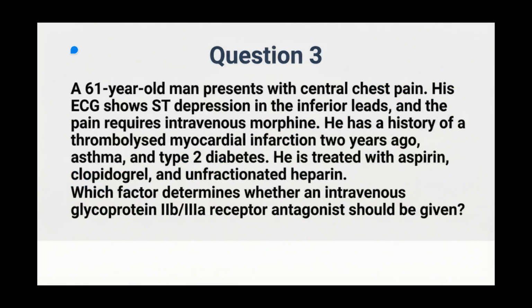A 61-year-old man presents with central chest pain. His ECG shows ST depression in the inferior leads, and the pain requires intravenous morphine. He has a history of a thrombolized myocardial infarction 2 years ago, asthma, and type 2 diabetes. He is treated with aspirin, clopidogrel, and unfractionated heparin. Which factor determines whether an intravenous glycoprotein 2B/3A receptor antagonist should be given?